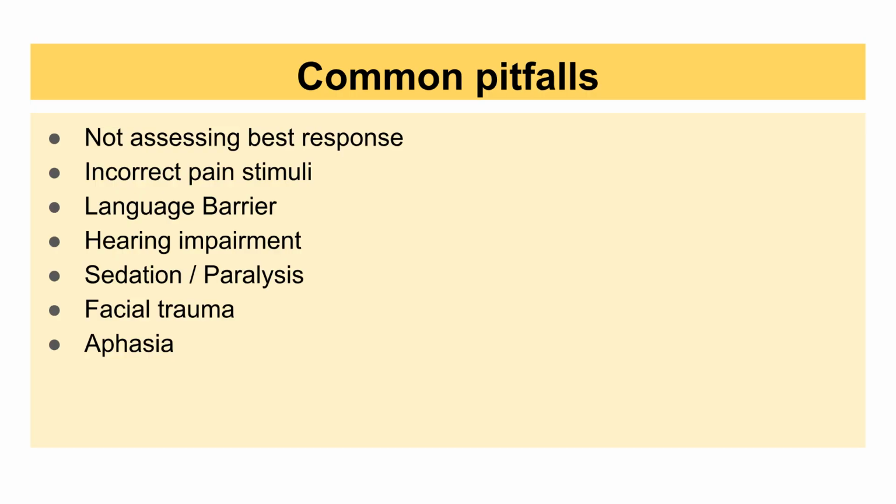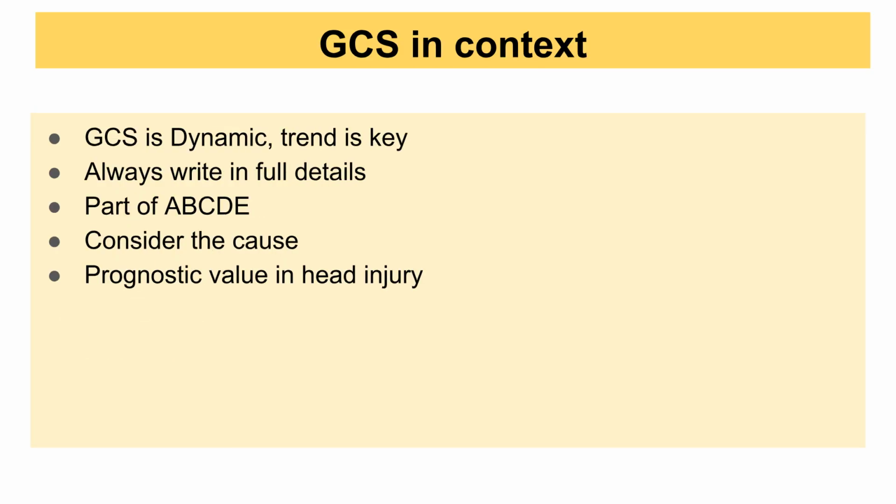Common pitfalls include not assessing the best response, using incorrect pain stimuli, and issues like language barriers, hearing impairment, sedation, facial trauma, or aphasia. Remember, the GCS is dynamic. The trend is key. Always document the score in full detail and consider the cause.